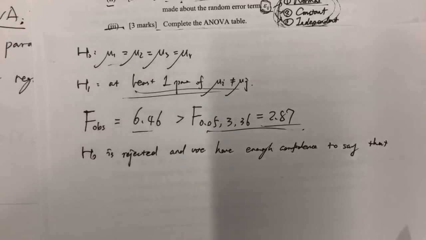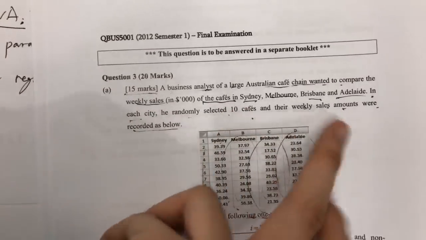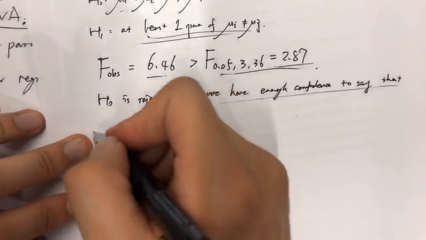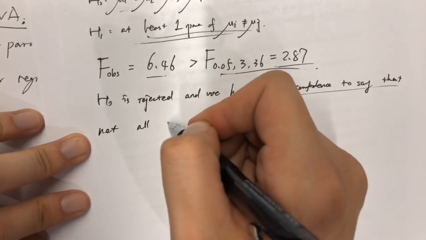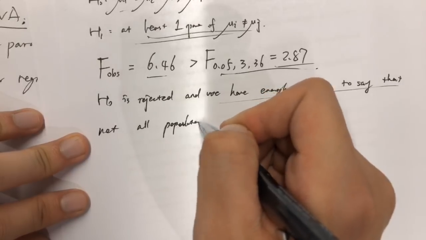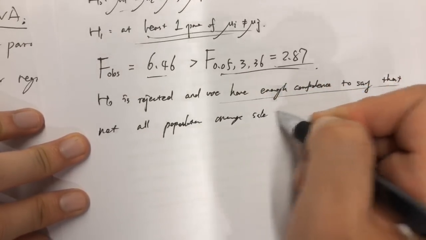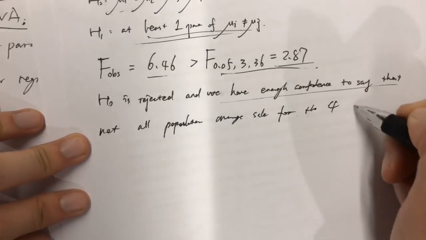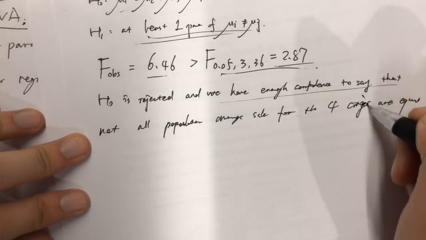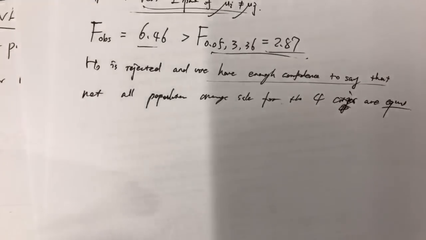Right? Now let's go back and see the real meaning of the means. So it's the mean sales amount, right? So we have enough confidence to say that not all population average sales for the 4 different cities are equal, something like that. Cities, okay, cities are equal. So you just see the real scenario and then draw your conclusion. Okay, all right.